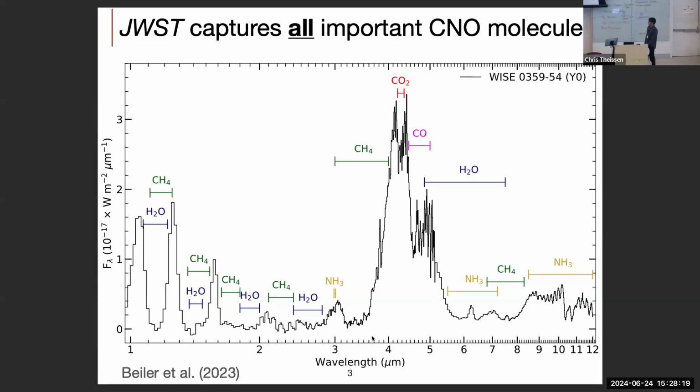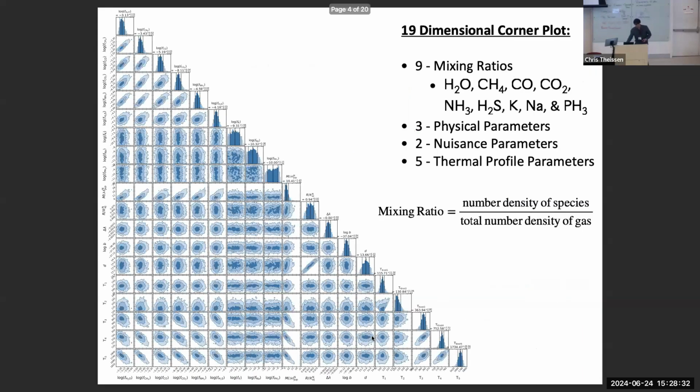So this is a spectrum in F lambda space of Y0359, which is a white dwarf from Byler et al. 2023. We use this spectrum to do a cloudless retrieval using the Brewster retrieval framework, which was set up for 19 dimensions. So I'll break down the dimensions for you. 9 of the parameters were mixing ratios. 3 of the 19 parameters were physical parameters, which were mass, radius, and distance. 2 of them are nuisance parameters, which dealt with the wavelength uncertainty and error inflation. And the rest of the 5 parameters were used to generate the temperature pressure profile, which was a phi naught spline.